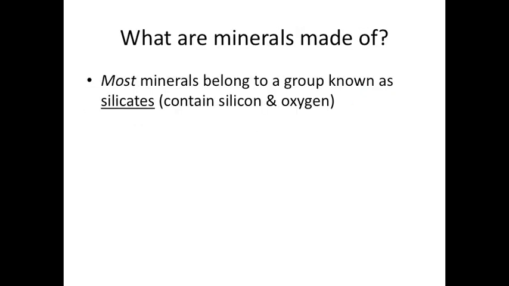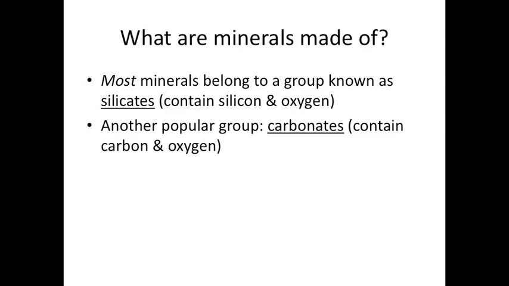Finally, we want to figure out what minerals are made of. Well, the Earth's crust is predominantly made of only 8 different types of elements, with the most popular being oxygen and silicon. Therefore, most minerals belong to a group known as silicates, which contain silicon and oxygen.